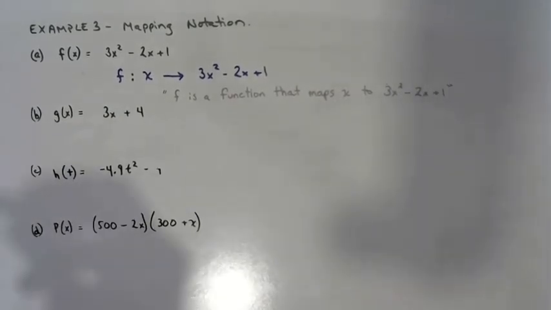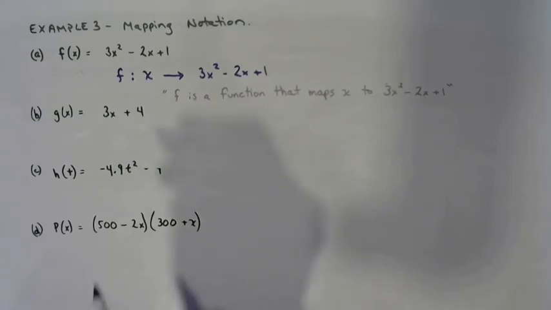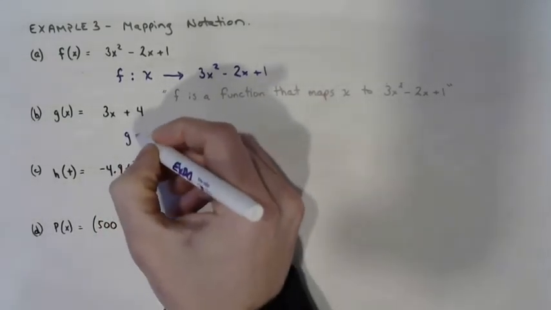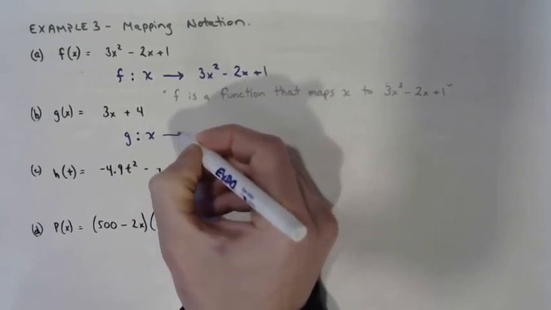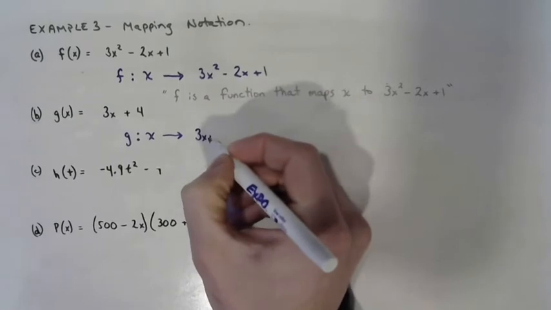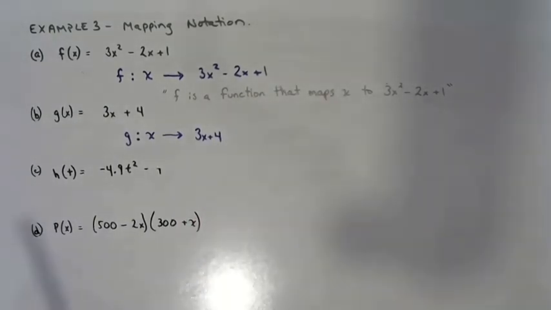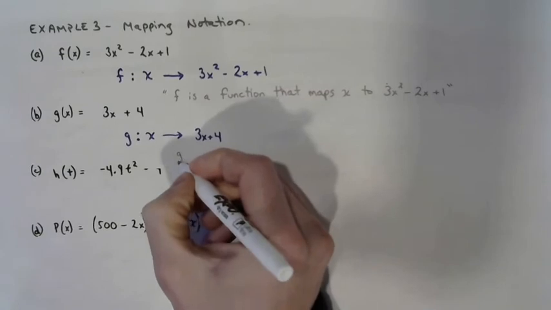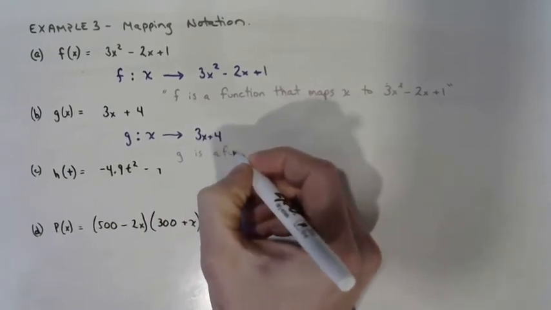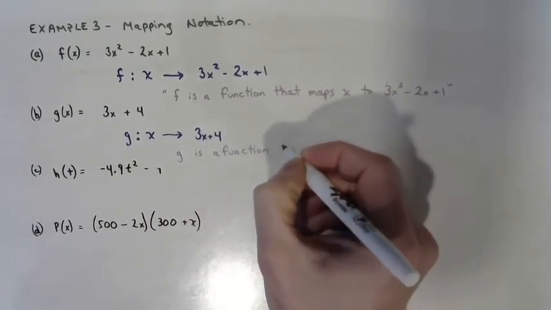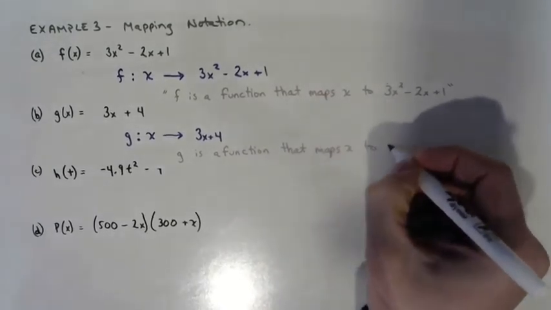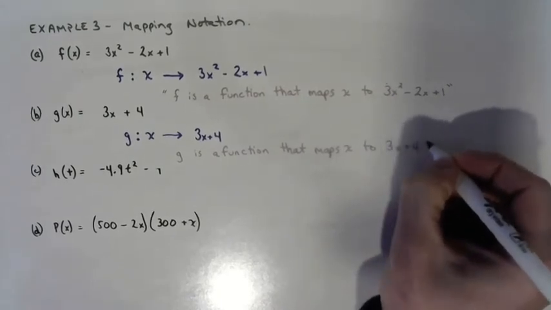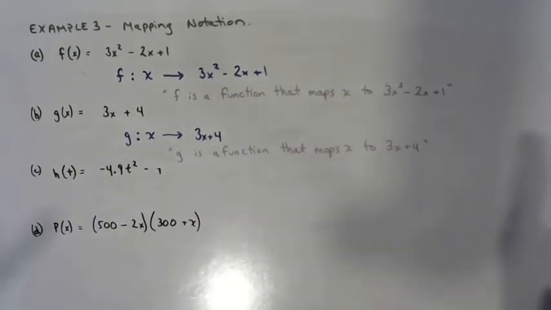All right, let's do that again. What's going on here? Well, g is a function that maps x to 3x plus 4. I'm going to write it again. G is a function that maps x to 3x plus 4. You go ahead and try the next one. Check back to see how you did.